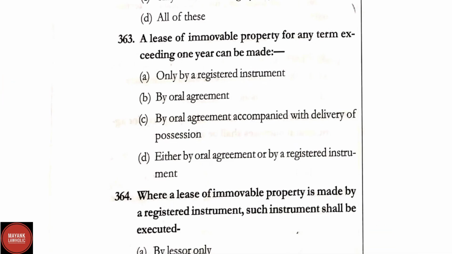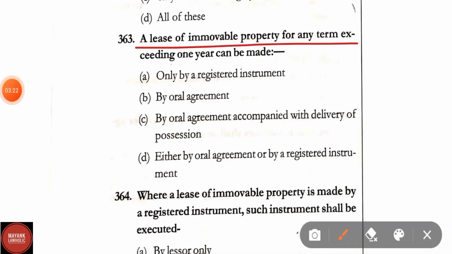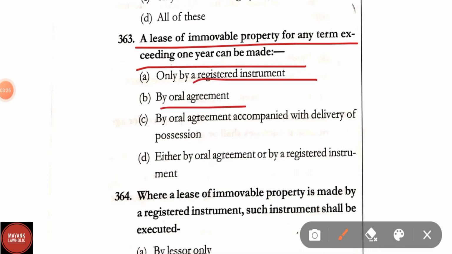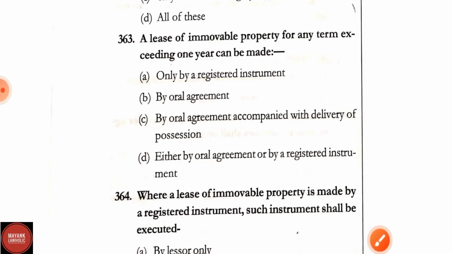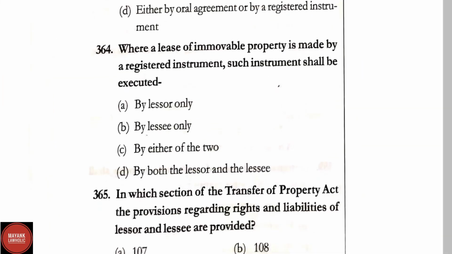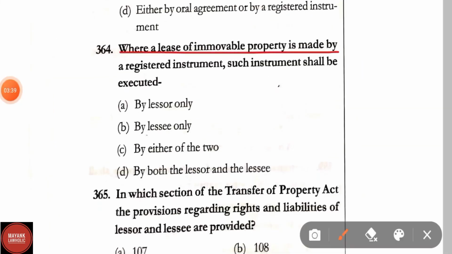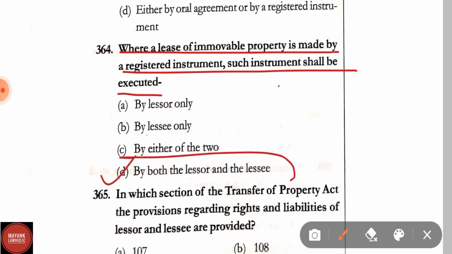Question number 363. A lease of immovable property for any term exceeding 1 year can be made only by a registered instrument, by oral agreement accompanied with delivery of possession, either by oral agreement or by a registered instrument. Here correct answer is option A, that is only by a registered instrument. Question number 364. Where a lease of immovable property is made by a registered instrument, such instrument shall be executed by lessor only, by lessee only, by either of the two, by both the lessor and the lessee. Here correct answer is option D, that is by both the lessor and the lessee.